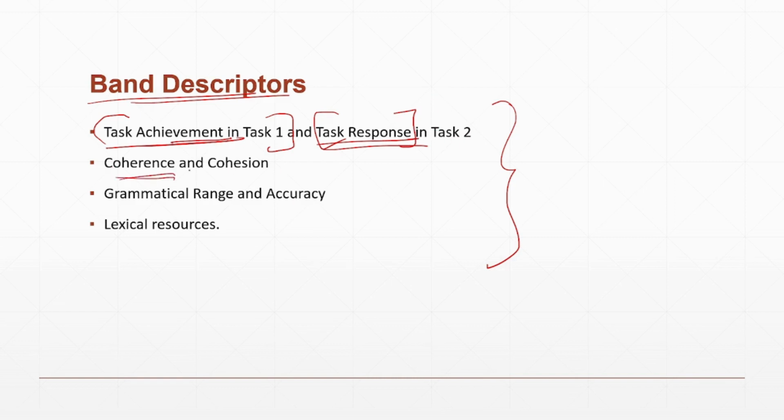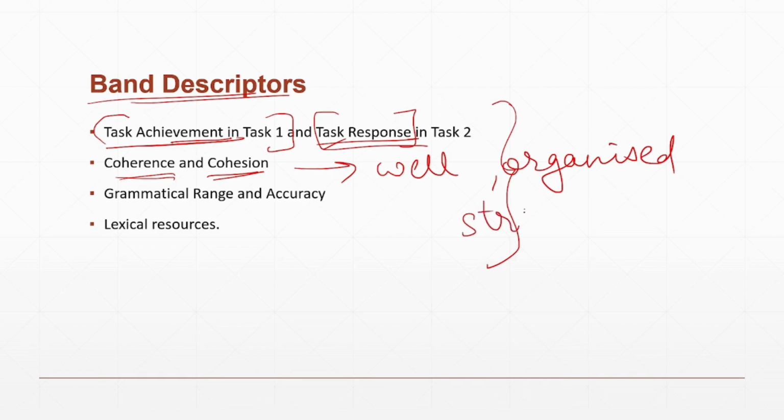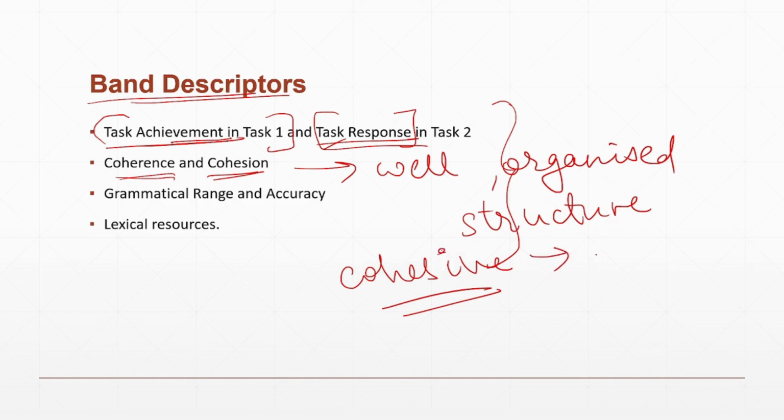Then you have coherence and cohesion, which denotes a well organized structure of the essay and the report, whereas cohesion also denotes the cohesive devices which can be used to connect or link one paragraph with the other. Then you have grammatical range and accuracy, wherein whatever sentences you are writing should be accurate and grammatically correct. There should be no errors, and how well you can paraphrase the sentences is also very, very important. Then what is lexical resource?